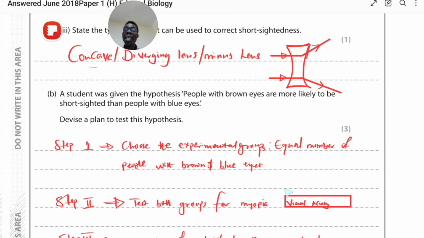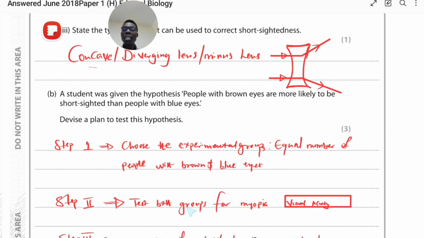Mind you, every answer you are seeing here is a model answer. Model answer means what GCSE requires. This is for the GCSE examination, and this is the right marking scheme kind of answer. That's a top-notch answer. So if you write this in your exam when you are asked such questions, there's nothing stopping you from getting the full mark attached to that question. So step 1, you choose the experimental group.